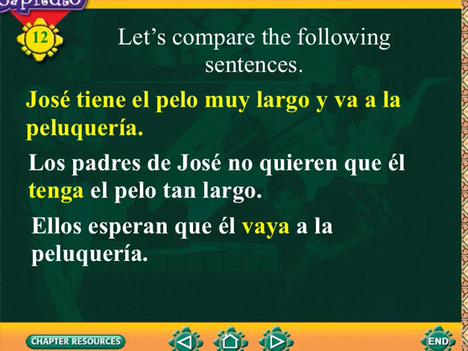So let's take a look at these sentences once again and compare. We have José tiene el pelo muy largo y va a la peluquería. That's a fact. He has very long hair and he's going to the barbershop. That's factual information. That's why we call it the present indicative. Those verbs are in the present tense. Present indicative because we're indicating a fact.